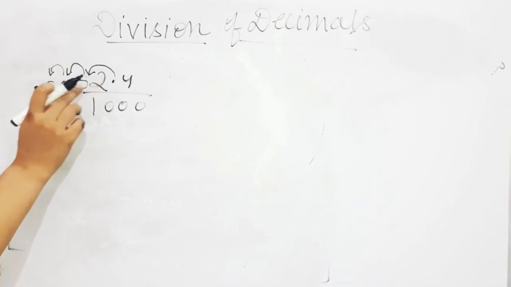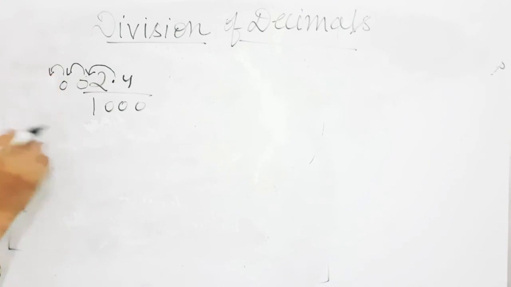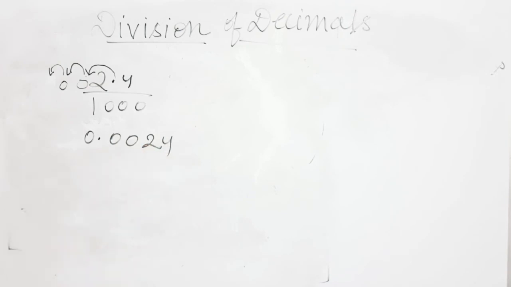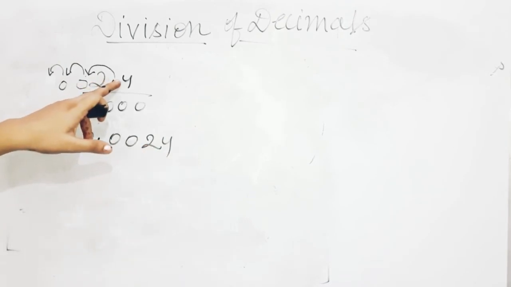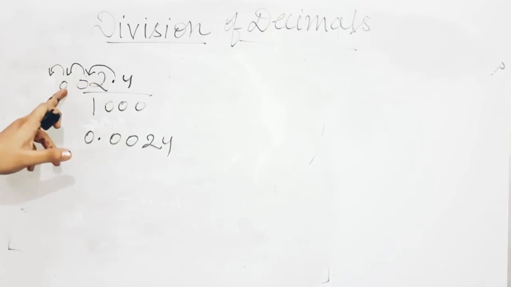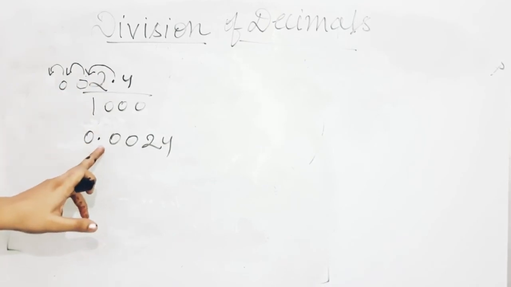1, 2, 3, only 2 zeros. So here comes the point, it will be 0.0024. Because it was here, it has to be shifted by how many places? 3 places. 1 place, 2 places, and then 3 places. So here is the decimal point now.